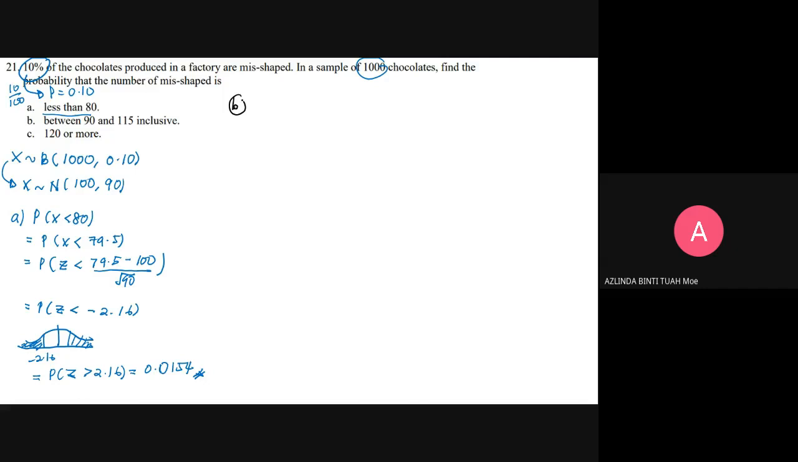Okay, part B, probability between. Between must be in this form. With the addition of the word inclusive, it means both of them are included. Okay, from 90 to 115. Okay, Edika, try. Yes, madam. Okay, try part B. Do the CC first.